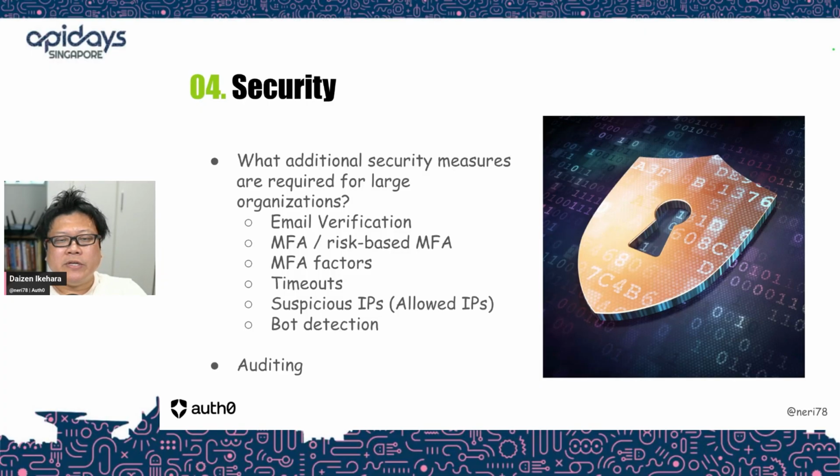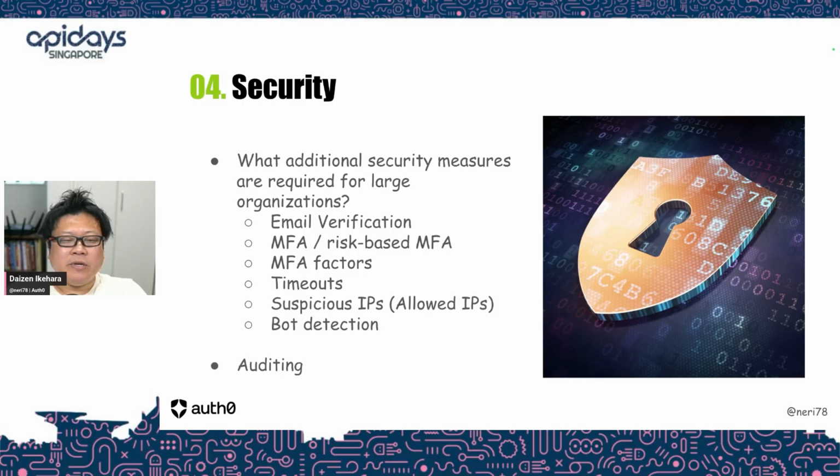Large organizations require a lot of security measures, like email verification, MFA, and even risk-based MFA. So let's say an employee usually signs in to your system in Singapore, but 5 minutes later, the person is signing in from Japan. It shouldn't happen. So you can adjust the risk that requires extra MFA actions, or even MFA factors.